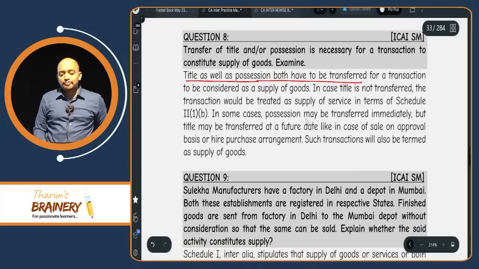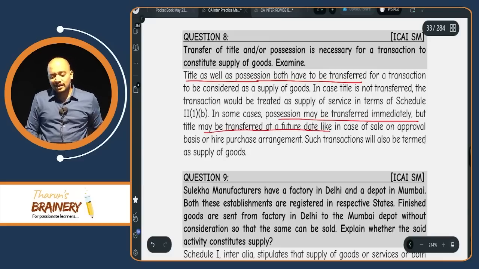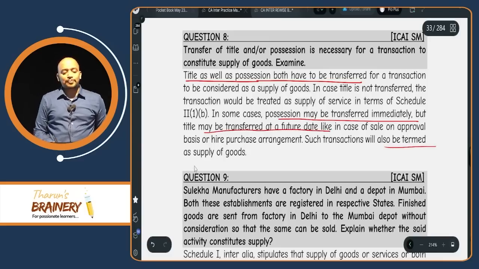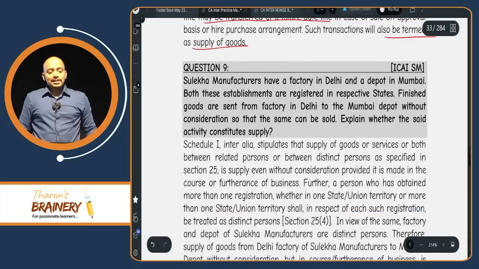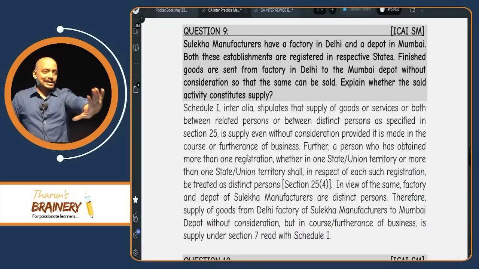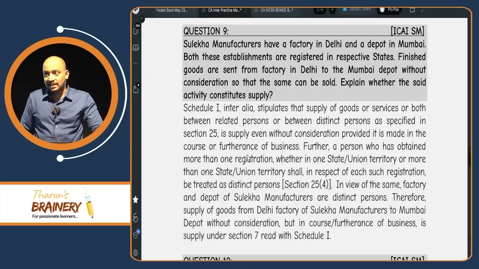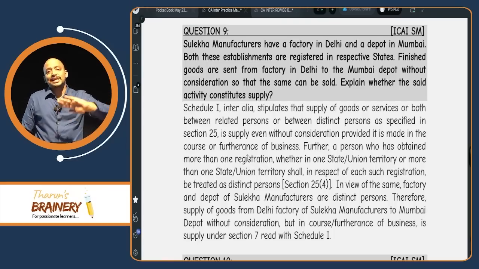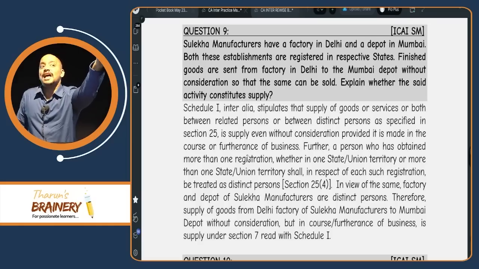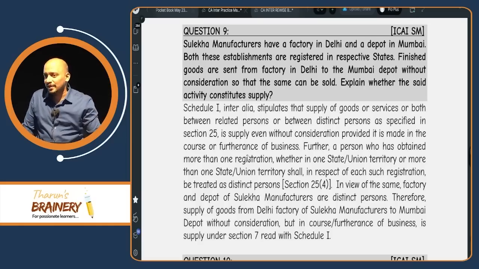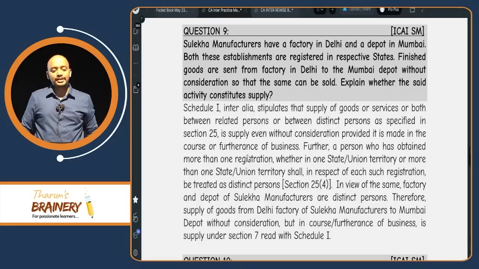Then what if possession is transferred today but title may be transferred at a future date? Even then it will be treated as supply of goods. But we agreed to transfer the title. Today we may not transfer the title, but we agreed to transfer the title at a future date upon receipt of last installment. So we agreed, not today. So it is still supply of goods.